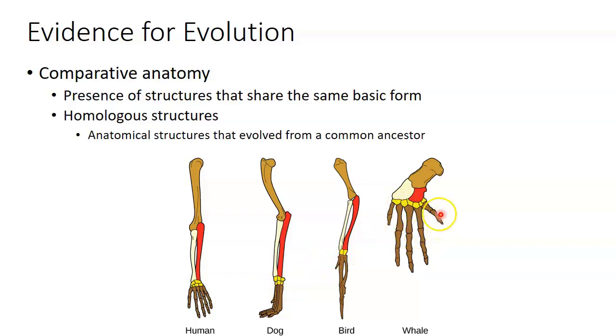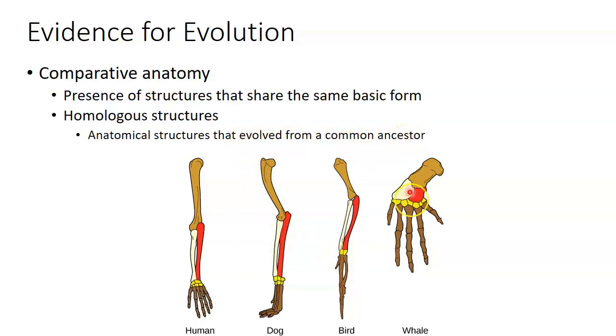And then if we look at these bones here and compare them, again, we find homologous structures. These are called phalanges or digit bones. We find homologous structures in each of these organisms. And so that's really good evidence that humans, dogs, birds, and whales have all evolved from a common ancestor.